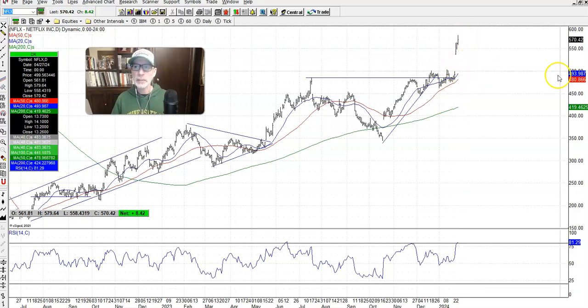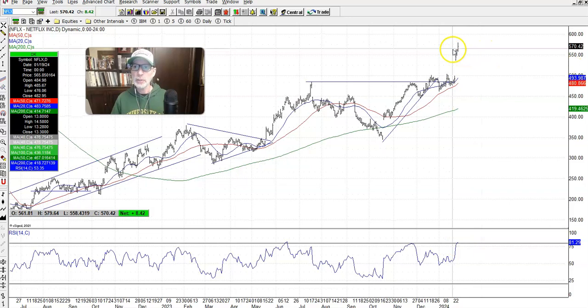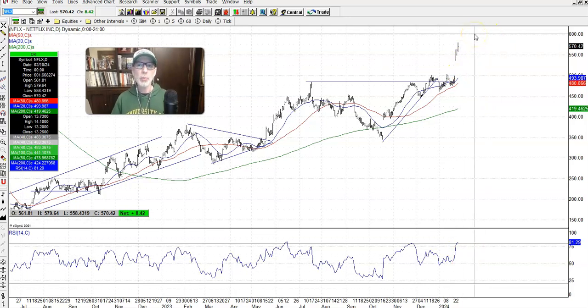Nice move in Netflix. It's overbought at the moment, so it's going to resolve itself. It'll probably make some sideways action here, let the steam come off on the RSI, and once that comes down a bit, it doesn't mean Netflix is going to come all the way down here. It just has to trade sideways for a bit for the RSI to come down. So it probably trades sideways for a little bit and then moves on again to even more new highs.